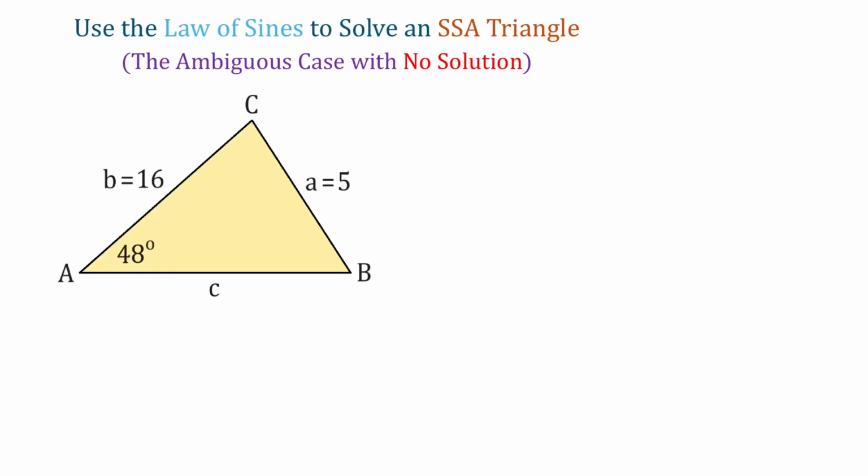Hello, in this figure we have an oblique triangle with side b of 16 units, side a of 5 units, and angle A of 48 degrees. We need to solve this triangle and find angle B, angle C, and side c. As you see, this is the case when we are given two sides and an angle opposite one of them.